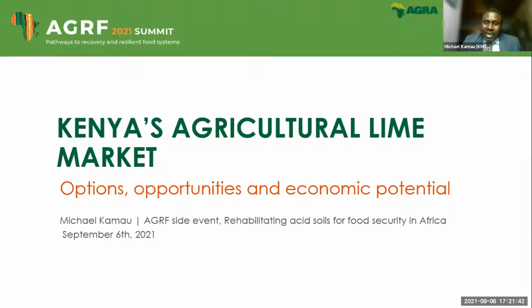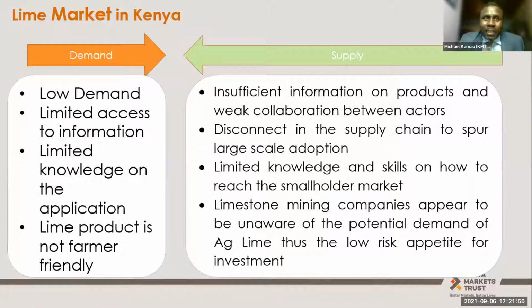At Kenya Market Trust, we started by looking at the lime supply chain. We did analysis at both the farmer level and the distributors level, and what we found is that there is low demand for lime in Kenya, because of the information gap at the farmer level and also the nature of the product that is offered. On the supply side, most of the manufacturers are in other products. They're in lime for road construction and lime for industrial use, and they didn't understand in a better way the potential demand in agricultural lime. Thus, they had a low appetite for investment in agricultural lime.